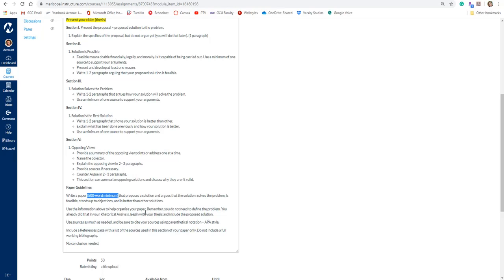You already did that. Begin with your thesis, then include the proposed solution. Use your resources as much as needed, and make sure that you cite them in parenthetical notation, and make sure that you're giving me a references page with the list of sources that you used in this section of your paper only. Do not give me your full working bibliography. We are beyond the working bibliography. You're now working towards a references page that includes only the sources you're actually using in the papers that you're submitting.